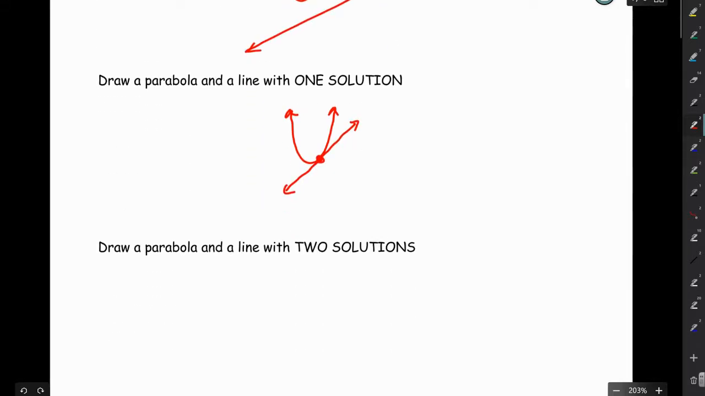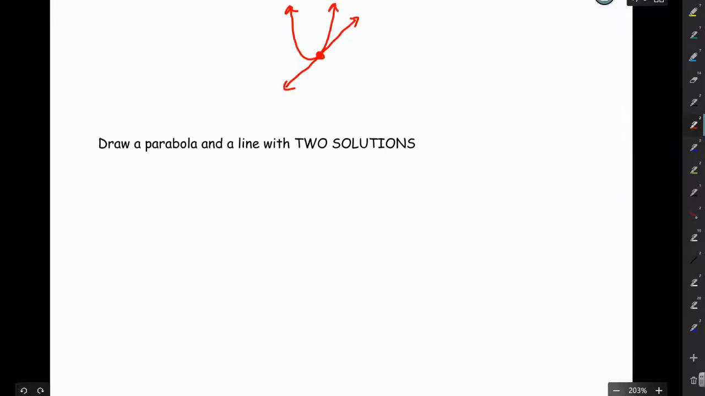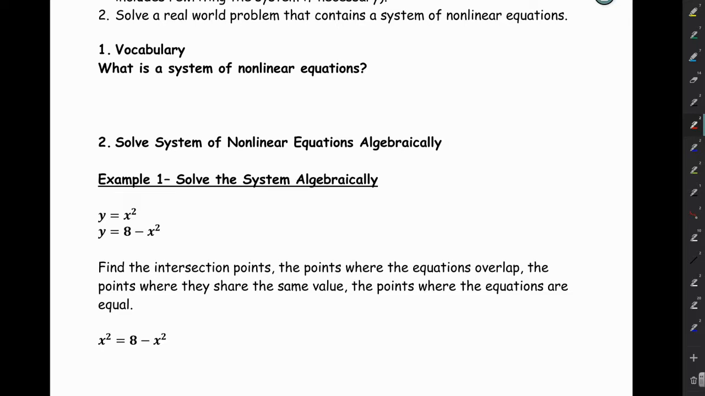Or draw a parabola and a line with two solutions, so it could look something like this. We have two intersection points. So those are examples of nonlinear systems, graphically speaking. So it says, what is a system of nonlinear equations? That's a system of equations where one or more equation involved is not a line.